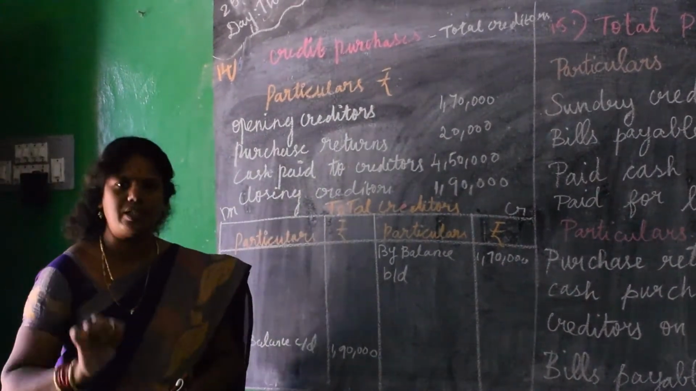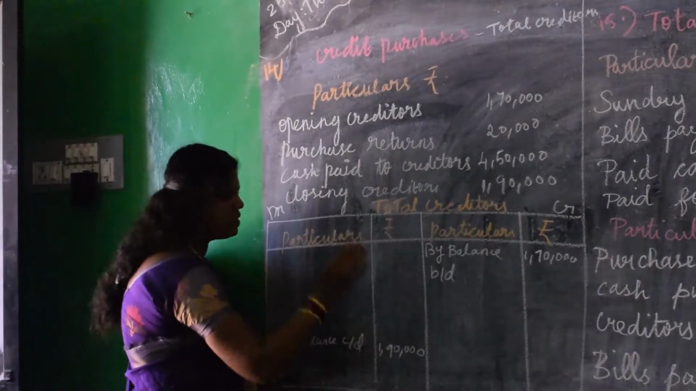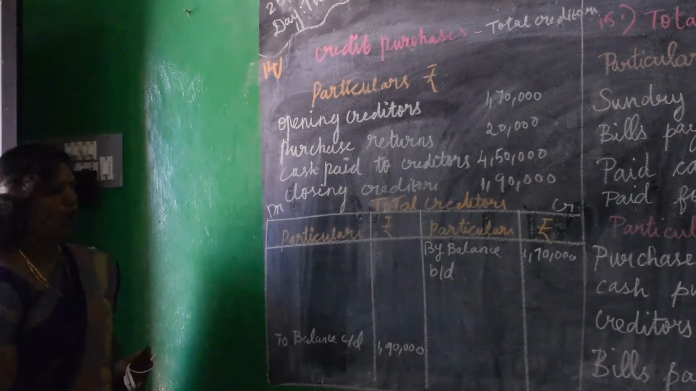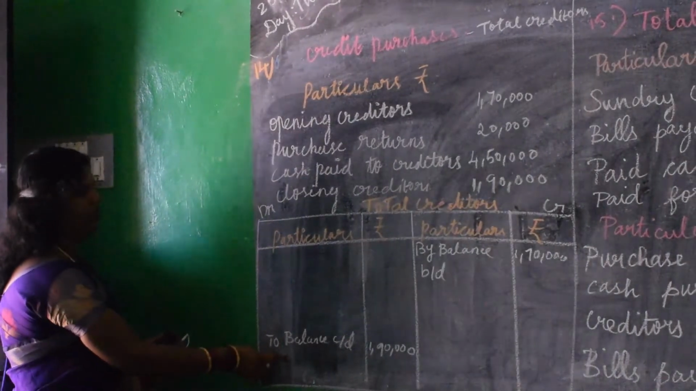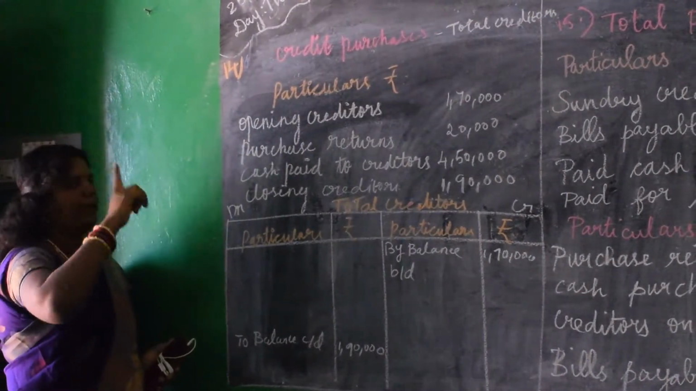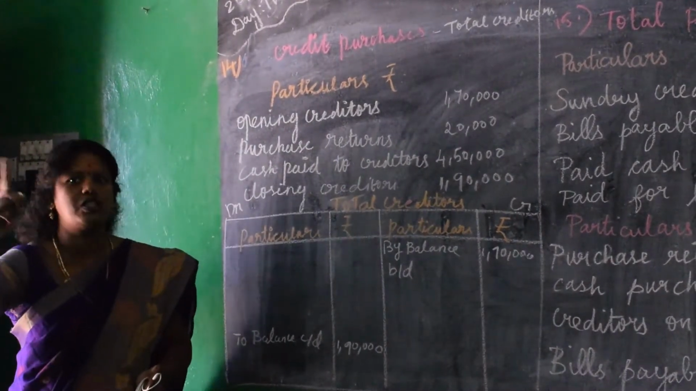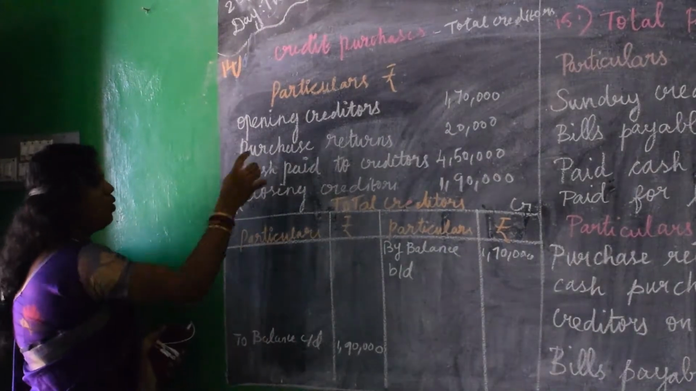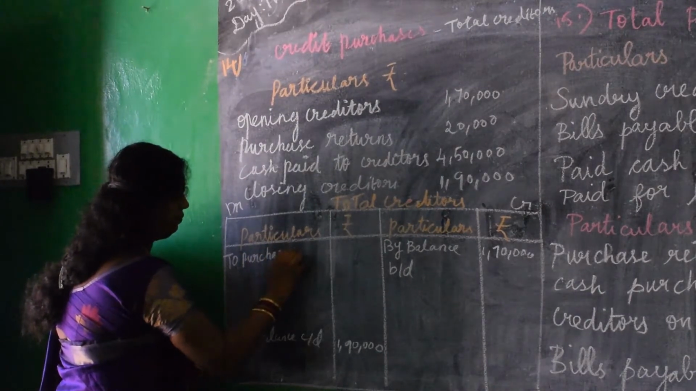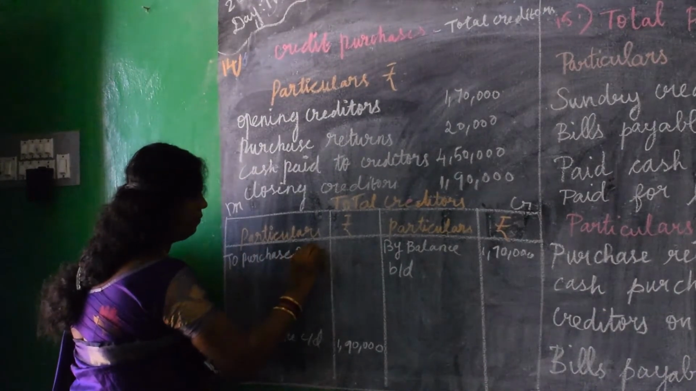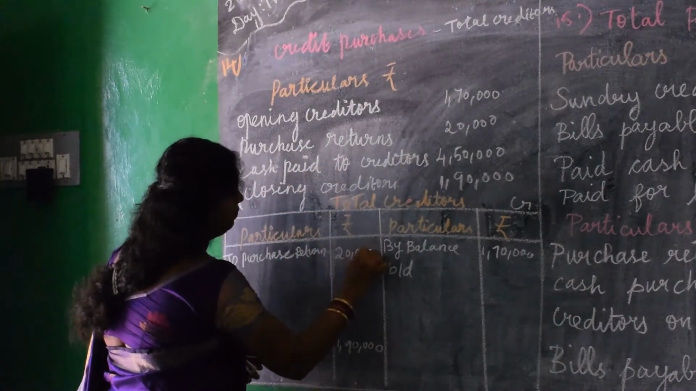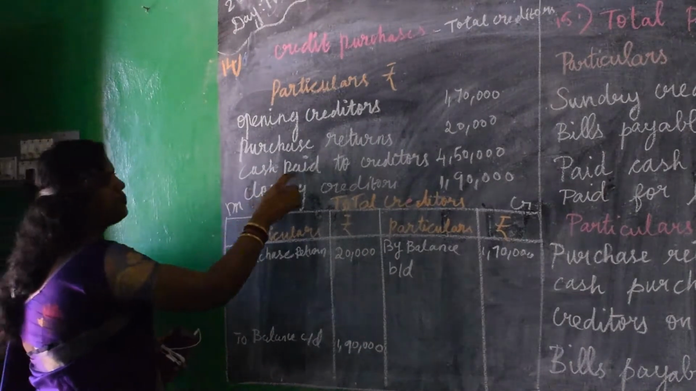Clearly keep a note of it. Here, all the closing balances are what we are going to write. Now, purchase return. Think a moment. In the total debtors you wrote sales return. What is the opposite of the sales return? It is the purchase return. So write here to purchase return. What is the amount of purchase return? 20,000. Yes. Then next, cash paid to the creditors.